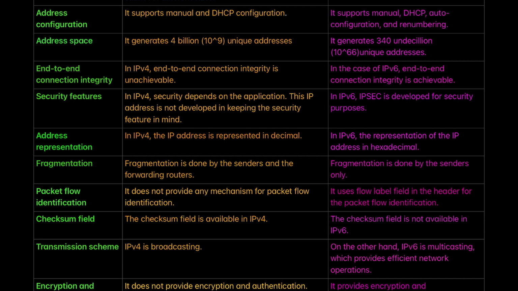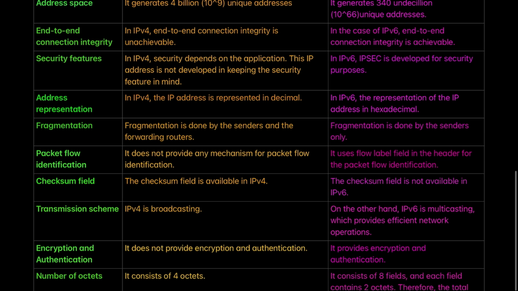But in the case of IPv6, fragmentation is done by the senders only. Packet flow identification. IPv4 does not provide any mechanism for packet flow identification. That means here we can't identify any packet. In IPv6, it uses the flow label field in the header for packet flow identification. That means in IPv6, we can identify a particular packet through the flow label field in the header. Checksum field. The checksum field is available in IPv4. This checksum is used for finding any error in the packet. The checksum field is not available in IPv6.